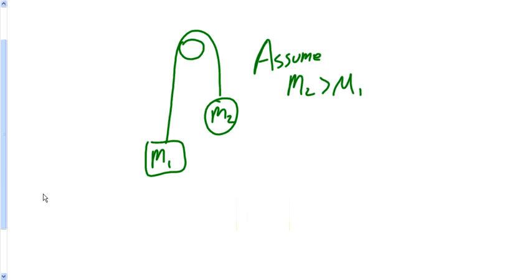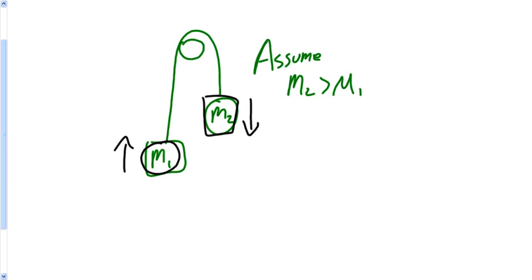All right, so here's our simplified Atwood machine. We have two masses, M1 and M2, connected by a pulley, and we're going to assume that M2 is larger than M1. What that means is when we let go of this system, we would expect M2 to go down and M1 to go up.